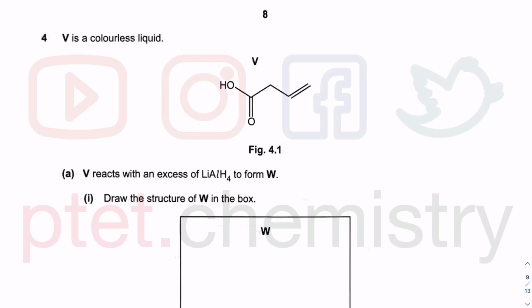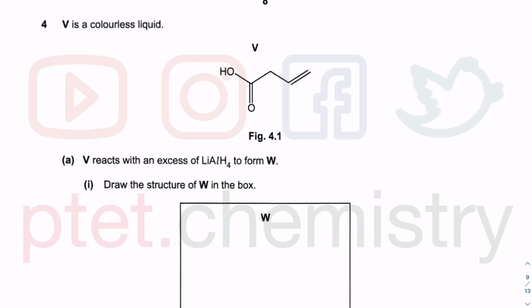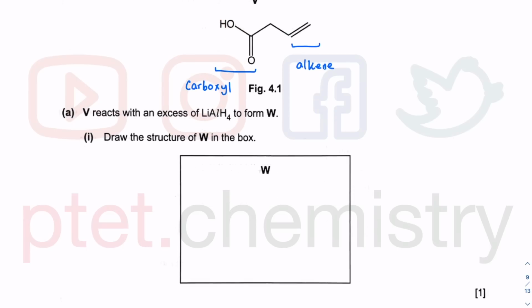In this question number 4, V is a colorless liquid. It's an organic compound containing alkenes. So we know that this is a carbon-carbon double bond, the alkene functional group. And then we have this C double bond O, OH. We will call the family of compound carboxylic acid, but the functional group present is called the carboxyl functional group, because this is stated in the introductory organic chemistry specification. There is a table listing all the functional groups as well as the family of compounds you will call them.